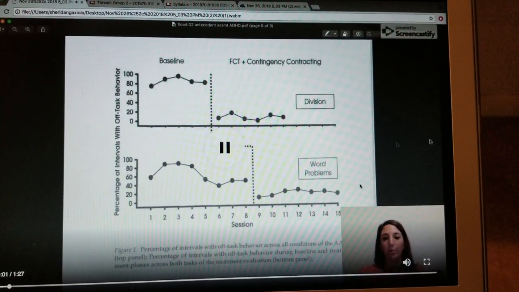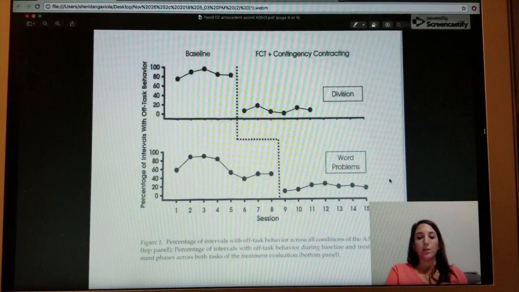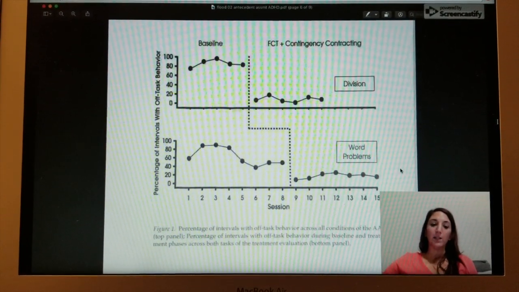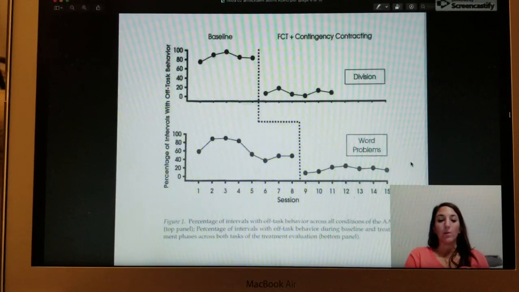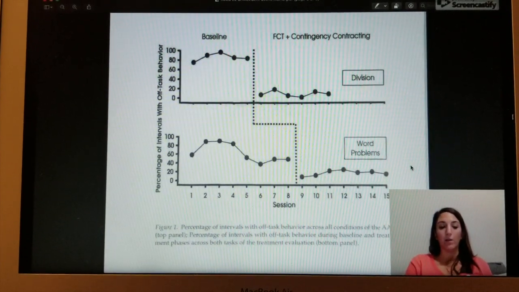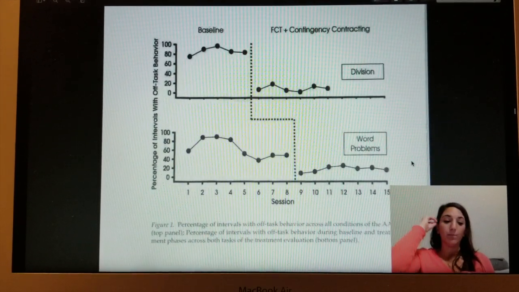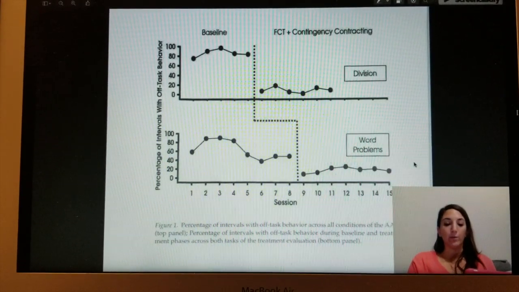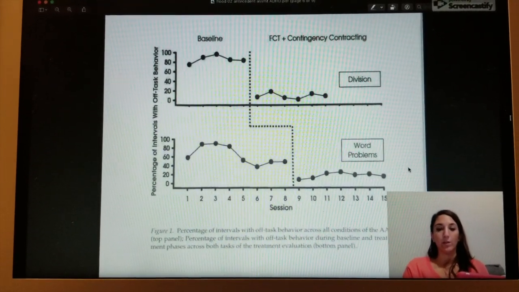I will be talking about both the results and critique section of our outline. So first, as you can see illustrated in the tables, the results showed that John's off-task behavior significantly decreased during the treatment phase compared to baseline. Specifically, during baseline, John was off-task while attempting division problems for a mean of 86% of intervals, but during treatment, off-task behavior reduced to 11%. And then while attempting word problems in baseline, his off-task behavior was recorded as an average of 66%, which was reduced to an average of 17% during treatment.